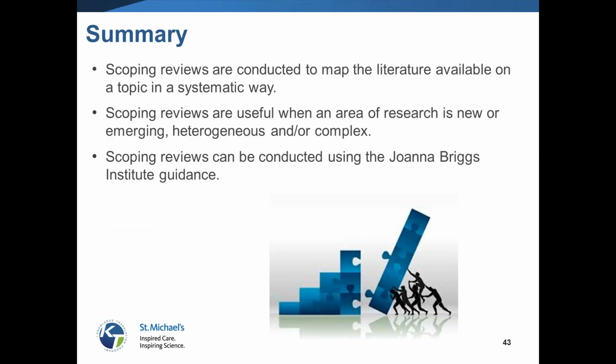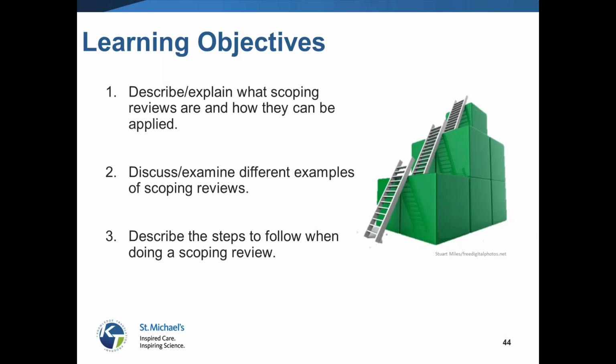So in summary, scoping reviews are conducted to map the literature, and they're really useful when the research is emerging, or it's a novel topic, or if it's heterogeneous and complex. And we can use the Joanna Briggs Institute guidance for doing our scoping reviews. I hope today these learning objectives were met. This is just a quick recap of what we set out to do.